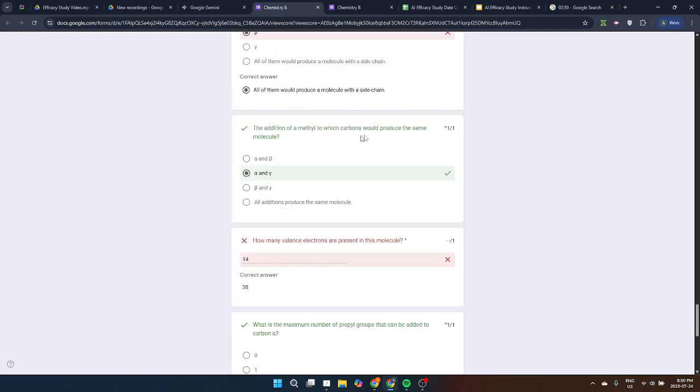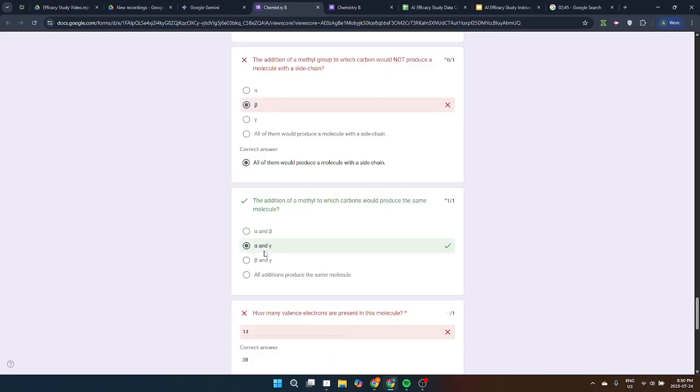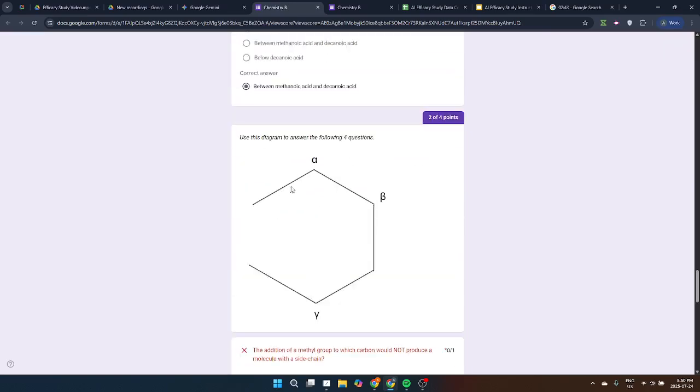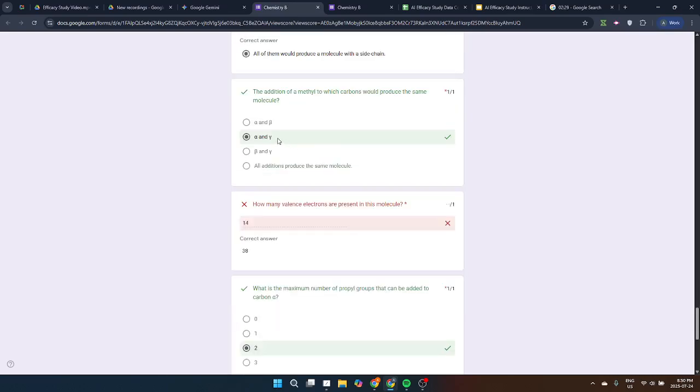The addition of a methyl to which carbons would produce the same molecule? My thinking for this question was, because it's symmetrical, alpha and gamma, if you just flip it horizontally along the horizontal axis, it would just be the same molecule. So I picked that one really fast.